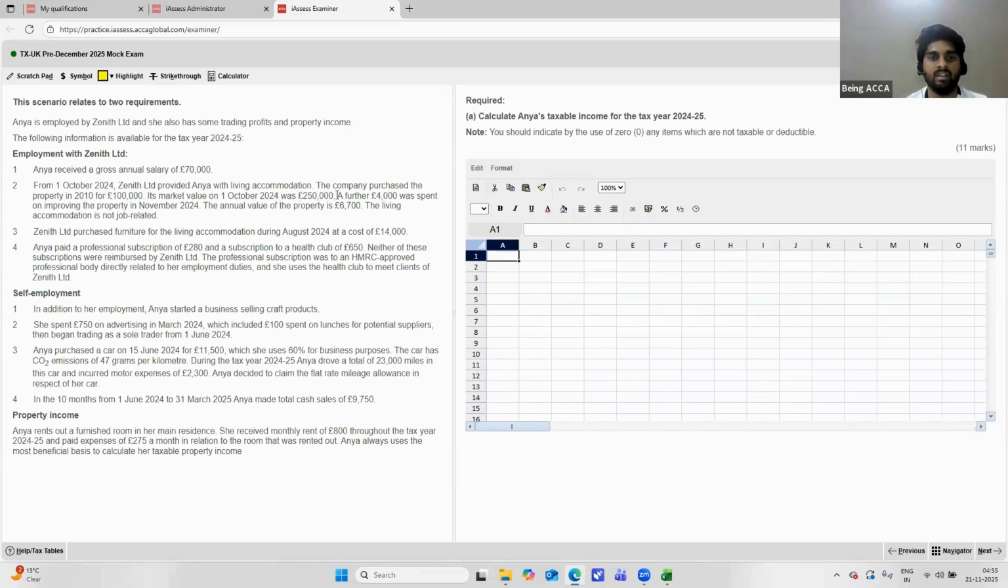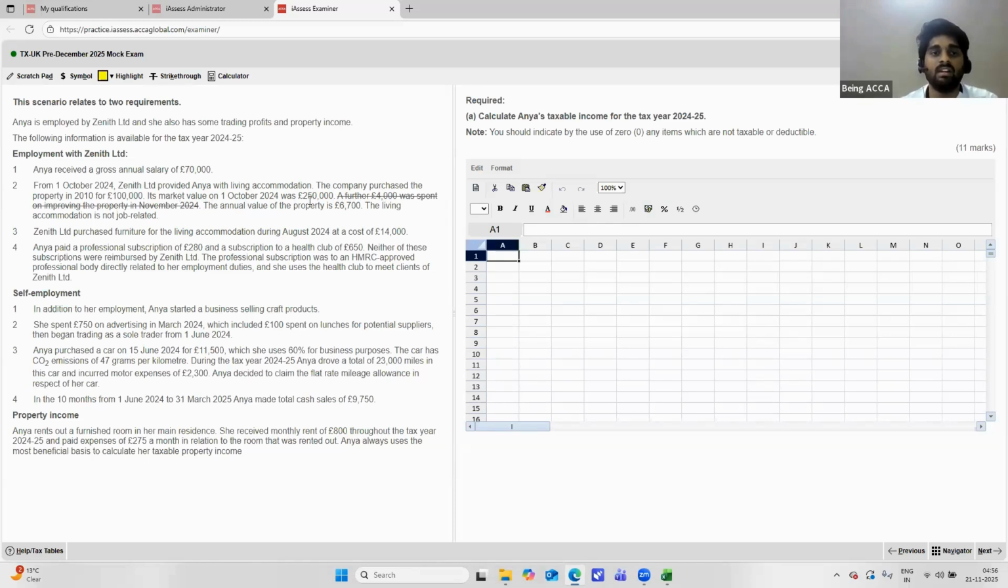After that, we can see a further 4,000 pounds was spent on improving the property in November 2024. Always remember any improvements to the property relating to the accommodation benefit that is being provided, if they take place in the middle of the tax year, are completely exempted and will not be considered. So this is just a diversion for you in the exam preparation, and it is nowhere relevant to us. If any improvements take place before the beginning of the year, then that will be added to the market value, but otherwise it is exempted.